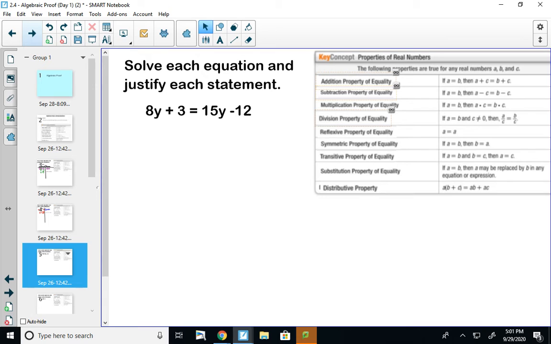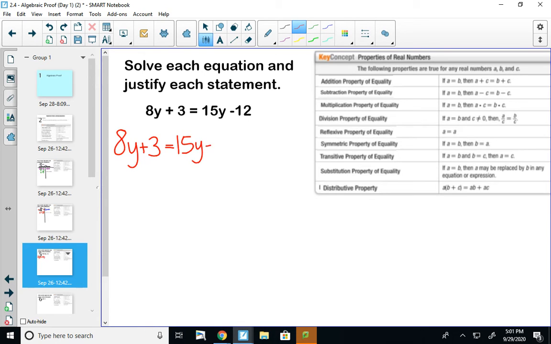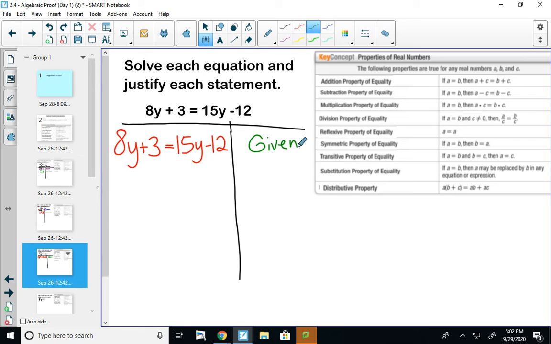We'll do a little bit longer problem so you can see the flow of a proof when we start to get multiple statements and reasons in there. First thing I'm going to do is write the problem. So I've got 8y plus 3 equals 15y minus 12. Make a table. The reason I can do that first thing is because it is given to me. Sometimes if our tables get really, really long, we can number them so you can see where each step is. So our first statement is 8y plus 3 equals 15y minus 12. And the reason for that is given.